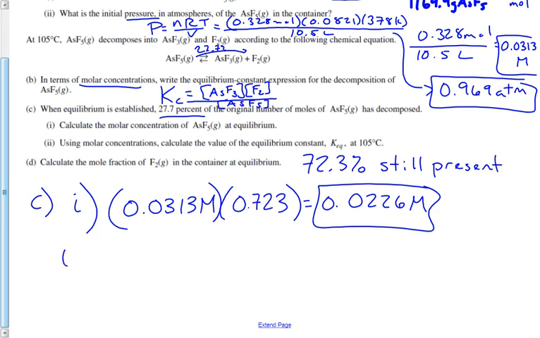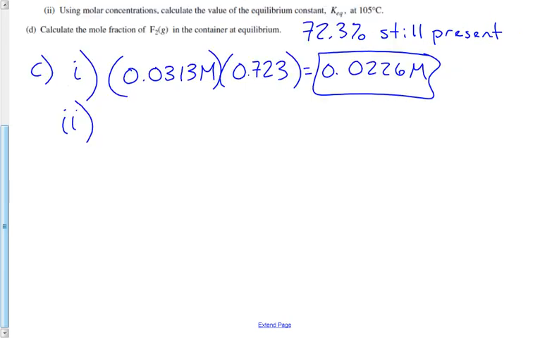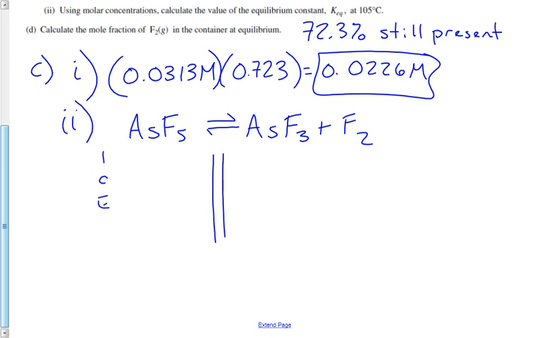Now, this is where I'm curious what people think. Part II, using molar concentrations, calculate the value of the equilibrium constant. I have to calculate K. Any thoughts? I would do an ICE box as much as I need to do an ICE box. That's how I would do it. So I'm going to assume I'm writing ICE. I'm all in. I'm going big. Okay, so what do I all know?